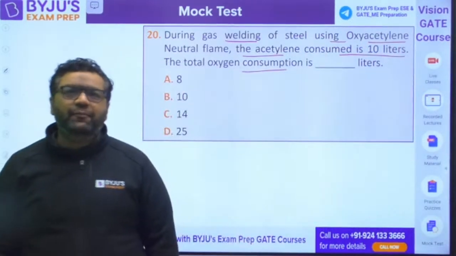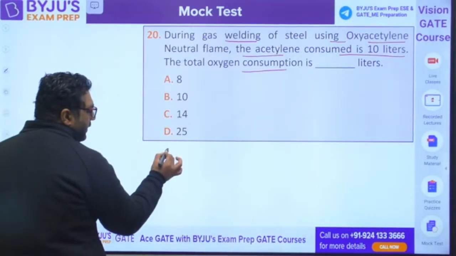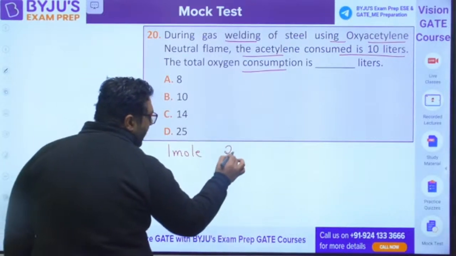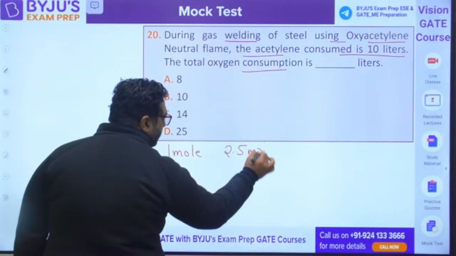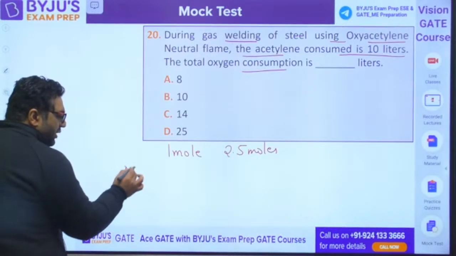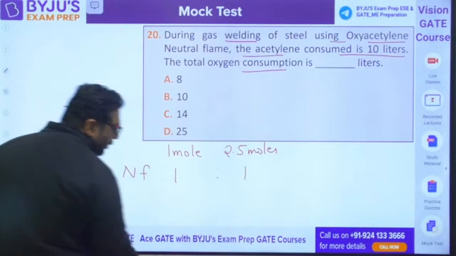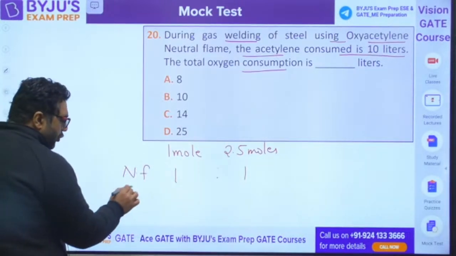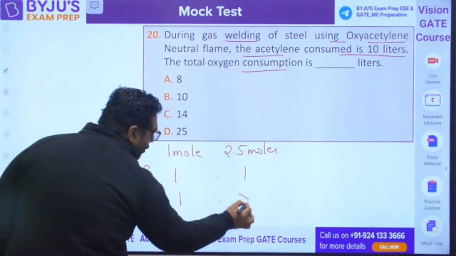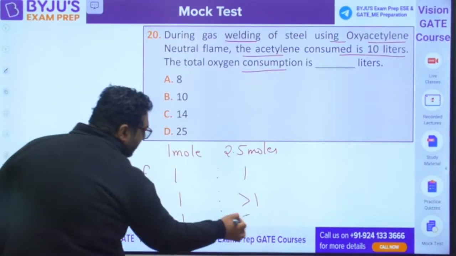For neutral flame, first of all I would like to tell you that for 1 mole of acetylene we require 2.5 moles of oxygen. This is the requirement. And when we have the neutral flame, then for 1 mole we are taking 1 mole from the cylinder. For oxidizing flame, for 1 mole we are taking more than 1 mole. For carburizing flame, for 1 mole we are taking less than 1 mole.